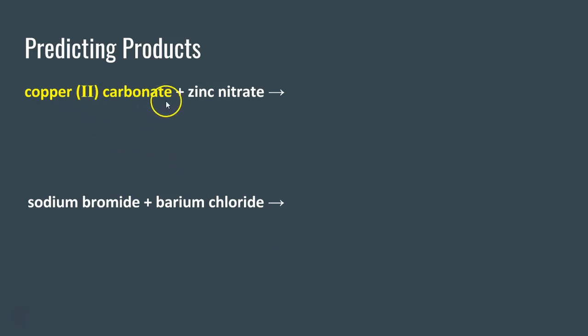Copper 2 carbonate and zinc nitrate, if these are our reactants, predict our products. Writing it out in words like this, it makes it super easy to predict the products. We're just going to switch the metals. So if you want to even write these out and then draw a line connecting zinc and carbonate, and then draw a line connecting copper and nitrate, right? So we'll end up with zinc carbonate and copper 2 nitrate.